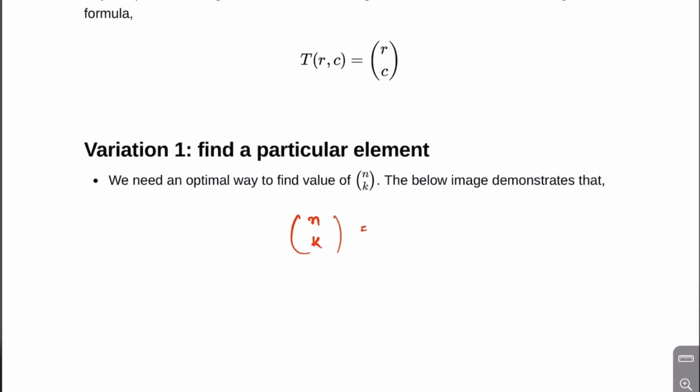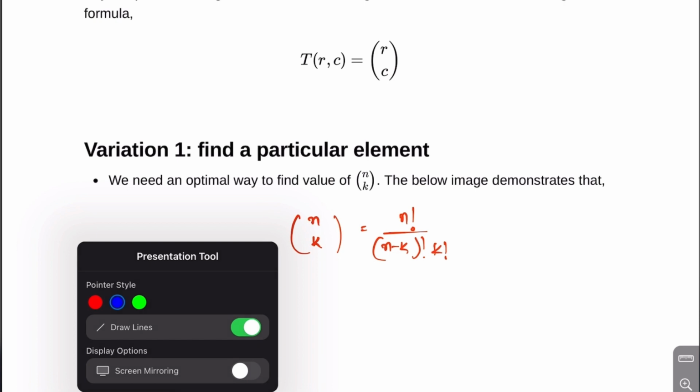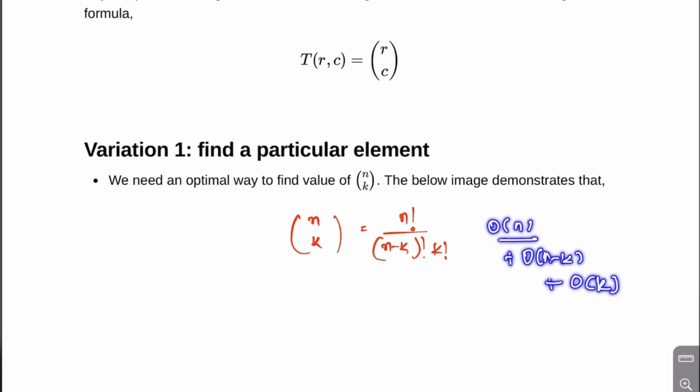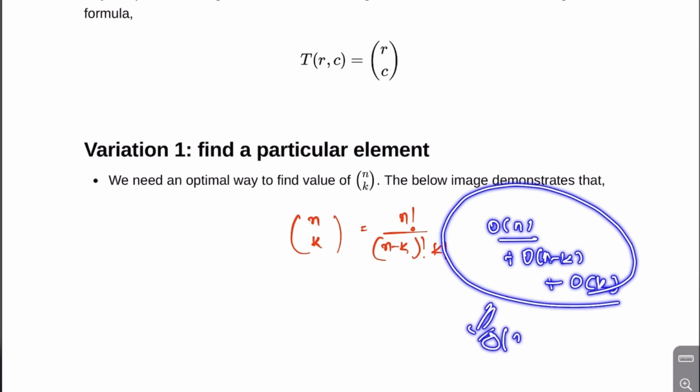So what is its formula? N choose k can be written as n factorial upon (n minus k) factorial into k factorial, right? So this is the formula of n choose k. Now, one method is to just calculate these factorials individually. It actually consumes a lot of time, right? It consumes the order of n, order of n minus k and order of k. So this consumes all in all order of n, and I don't want this. I'm not interested in this solution.